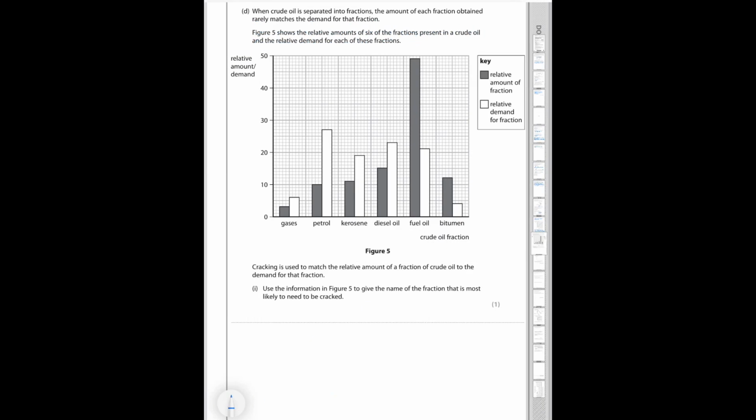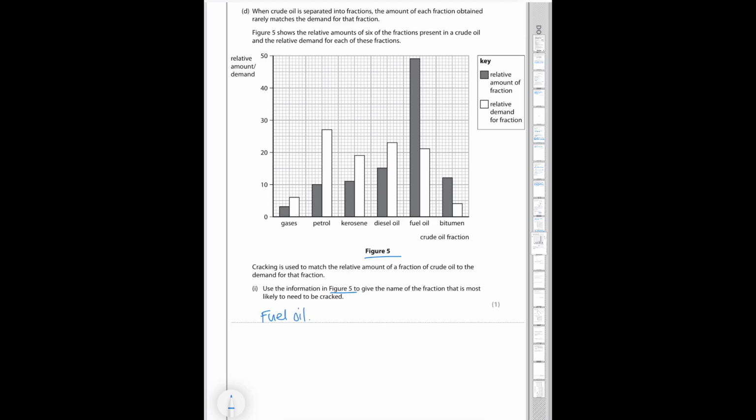When crude oil is separated into fractions, the amount of each fraction obtained rarely matches the demand for that fraction. Figure 5 shows the relative amounts of 6 of the fractions present in crude oil and the relative demand for each of these fractions. So cracking is used to match the relative amounts of a fraction of crude oil to the demand for the fraction. And the question is, use the information in figure 5 to give the name of the fraction that is most likely to be cracked. And that fraction we can see would be the fuel oil.